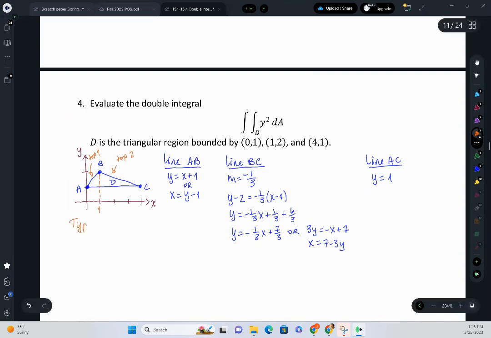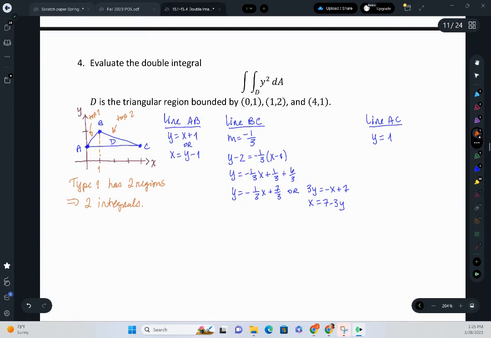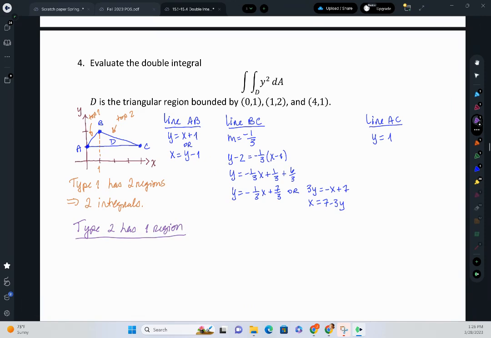So if I do type 1, I have two regions, which means two integrals. So I'm not going to do that. Instead, I'm going to do type 2. It just has one region. And that region, the left function is AB, right? So x is going to go from the line AB to the right side, which will be the line BC.